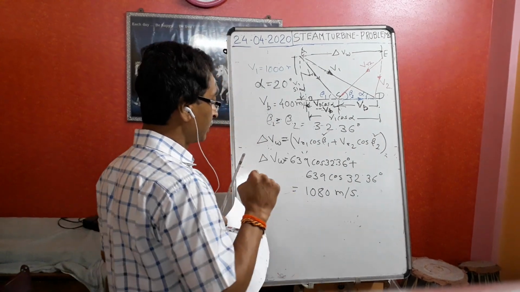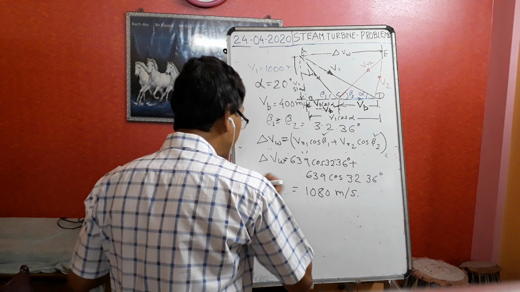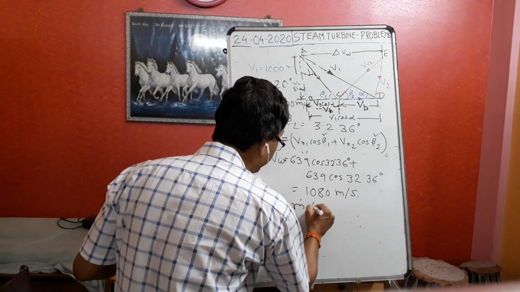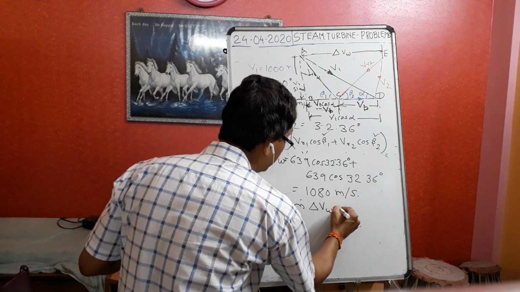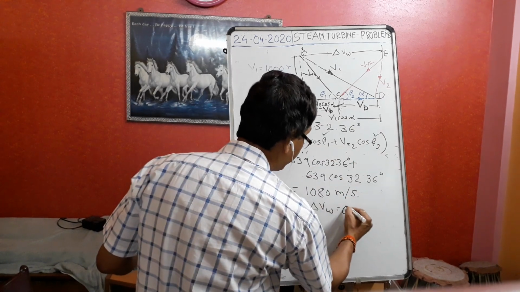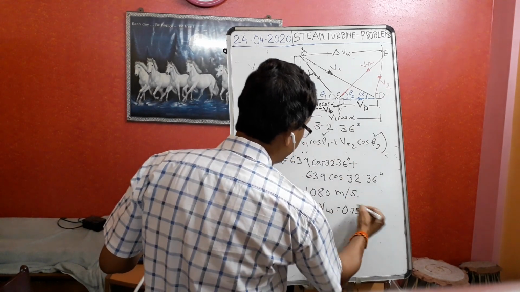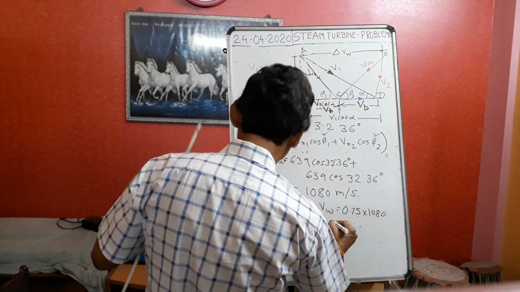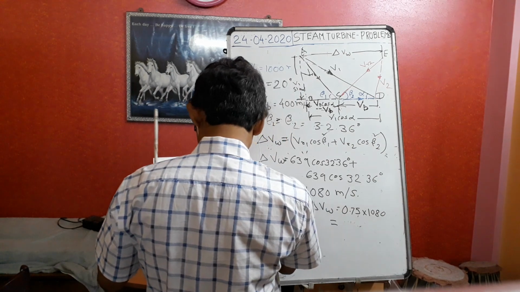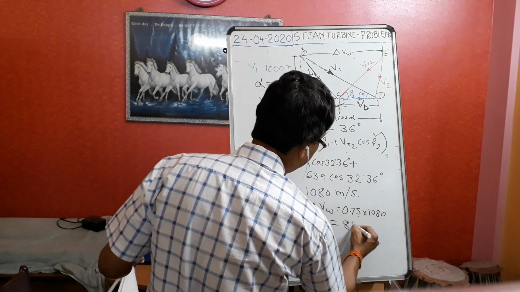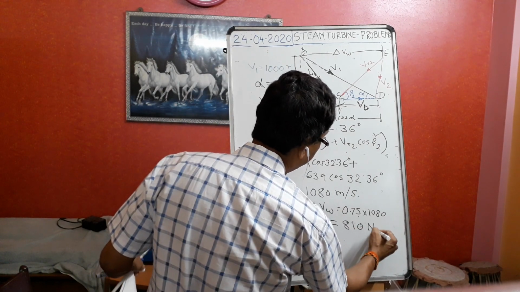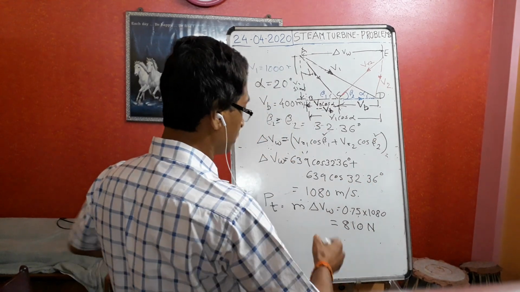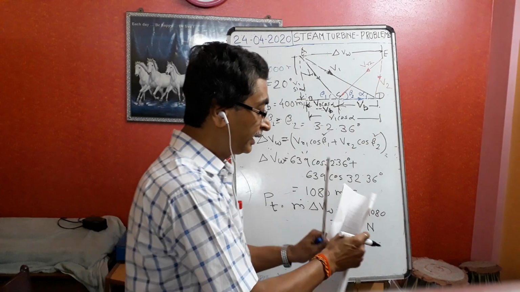Now if I find the force, the tangential force, it is m dot into del Vw. What is m dot? 0.75. What is del Vw? 1080. That means it will come to 810 Newton. So I have found Pt, the tangential force. This is the tangential force.